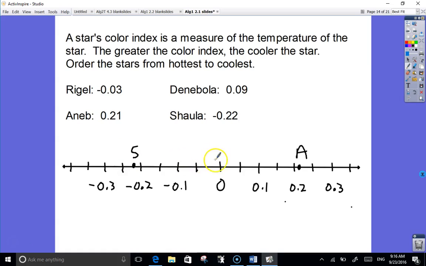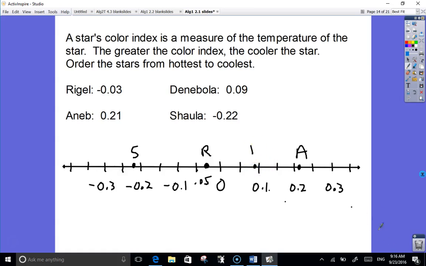Okay, how far should I go? Should I go like halfway? I mean, halfway would be like 0.05. So where would be 0.03? How about right there? That's the Rigel. And then the Denebula, 0.09. What number is that close to? 0.10. So that would be right there.